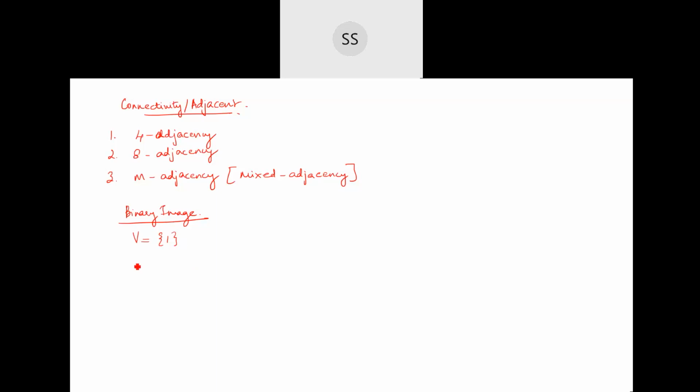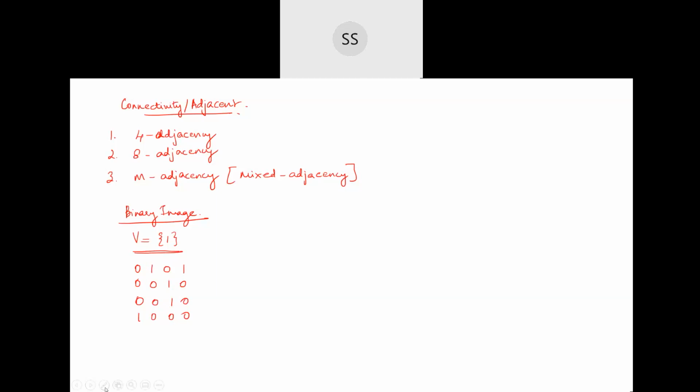Now imagine you have an image which is having the pixel values 0, 1, 0, 1. Then you have 0, 0, 1, 0. Then you have 0, 0, 1, 0. Then you have 1, 0, 0, 0. So I'm going to consider the pixels which are having the value 1. I'm not concentrating on pixels which are having the value 0. That is the value which I'm going to consider.